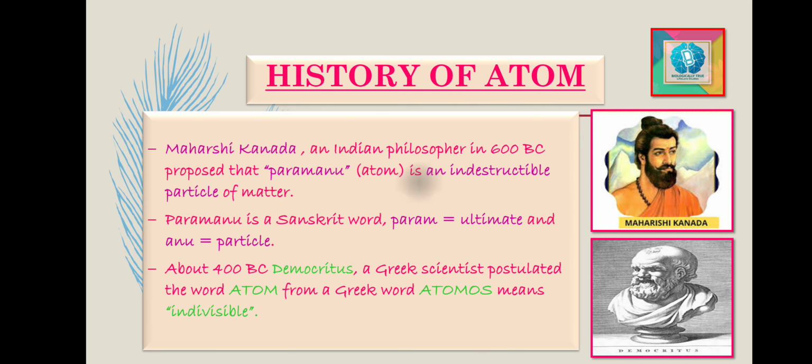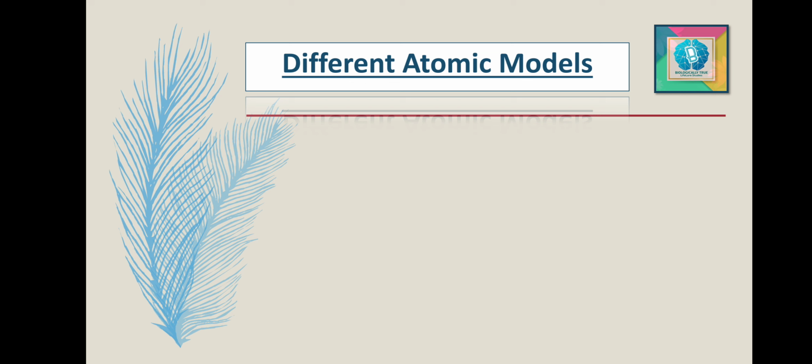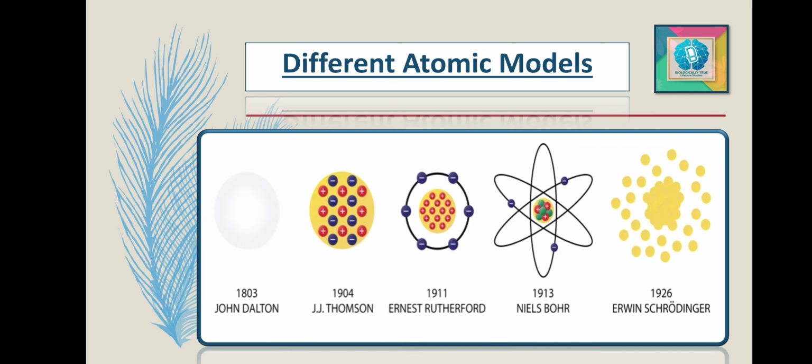Now coming to the next, let's see the different types of atomic models which were discovered to understand the atoms at length. So one by one we are going to discuss them. The first one is John Dalton's model. Next comes J.J. Thomson's model, then the Rutherford model and Niels Bohr's model, and lastly we'll discuss the modern concept of the atomic structure. So let's move ahead.